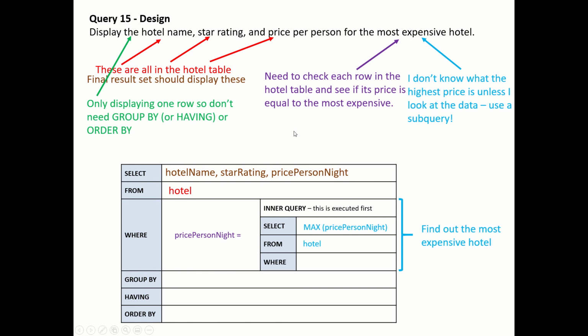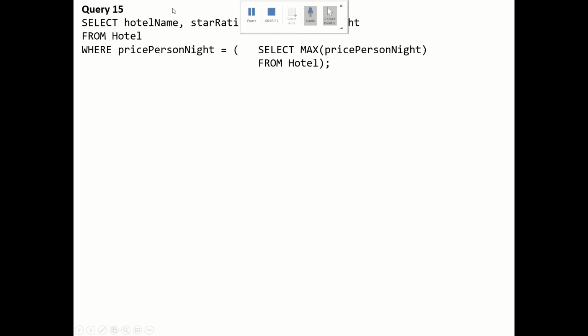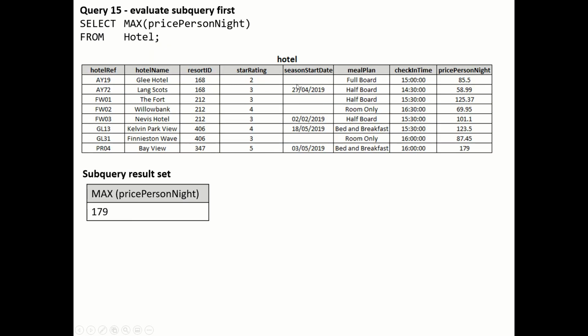So let's actually look at implementing it. That's what it looks like to implement it. The subquery we just put in brackets in there, so this subquery here is going to be evaluated first. Let's just look at evaluating it. I'm just focusing on the subquery here. Select max price person night from hotel. It's going to go through hotel, check the price person night, and find the highest value, and that is 179. So this is the result set from the subquery.